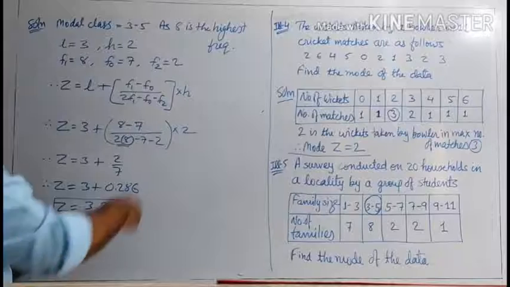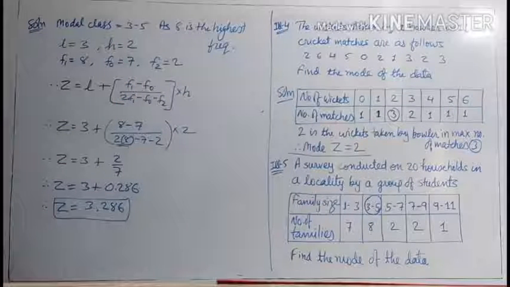It lies in this range. As I told, the modal class is 3 to 5. So the mode of the data here is 3.286.